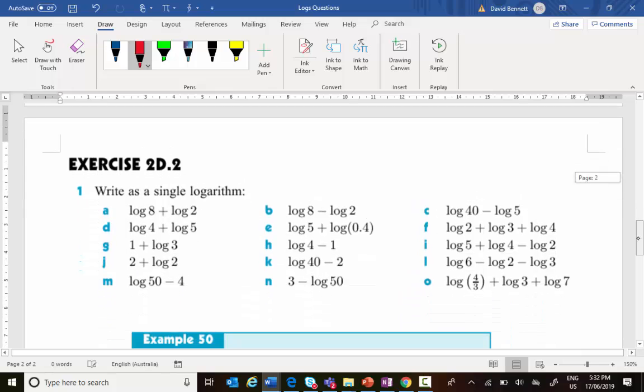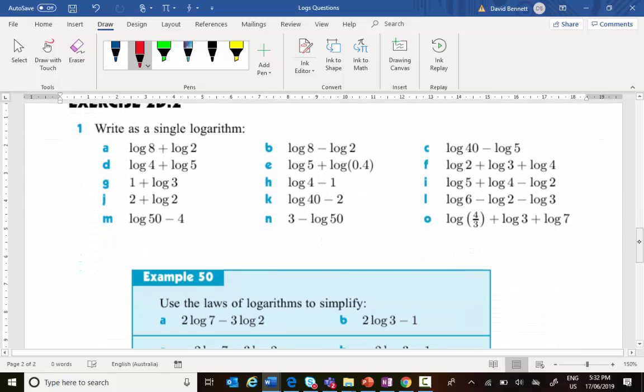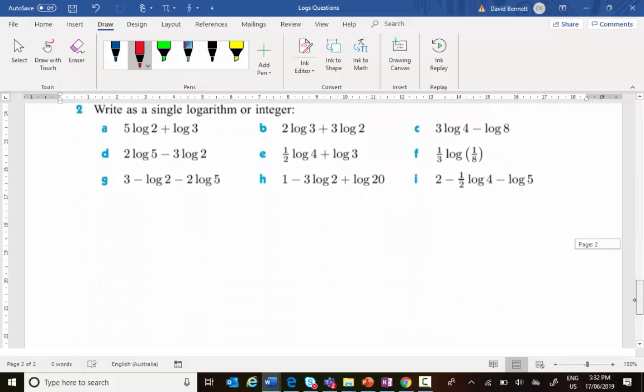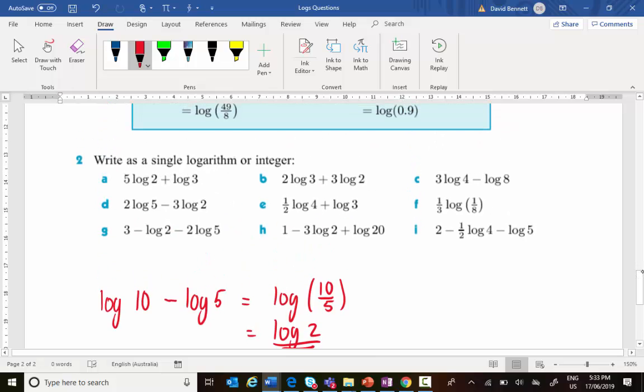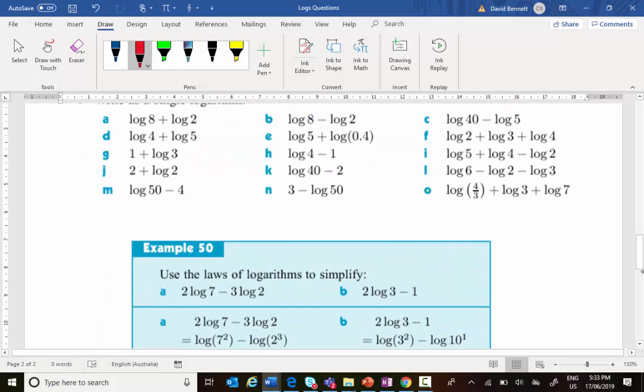So I've come down here, exercise 2D1, got some questions there we can have a go at doing. All right, so if I got something like log of 10 take log of 5, then I can write that as simply equal to log of 10 on 5, which we can write as equal to log of 2. Now if I was wanting to simplify that, I can go to my calculator and calculate that.